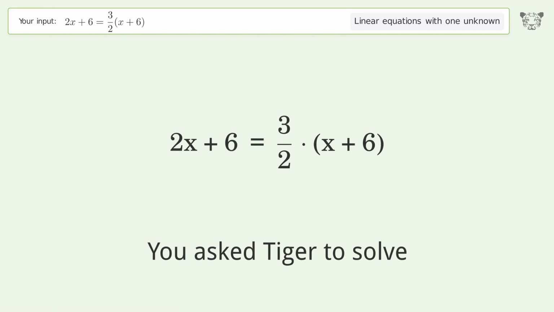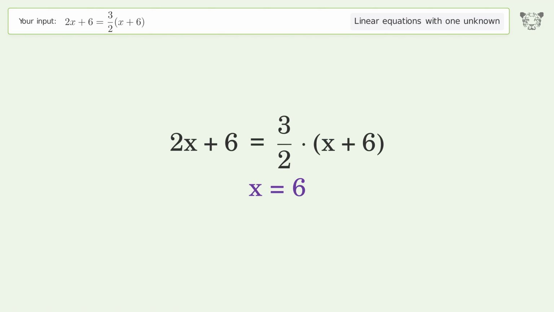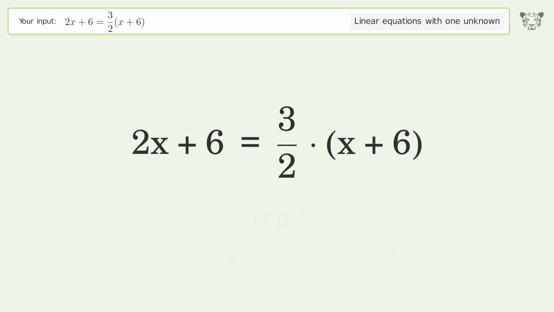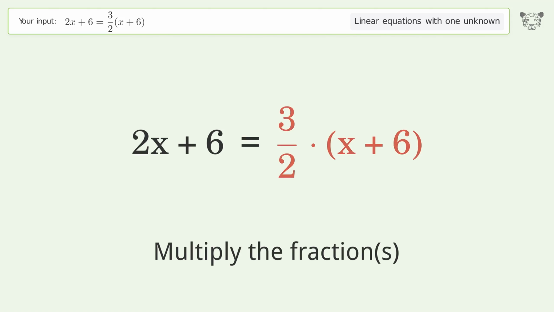You ask Tiger to solve. This deals with linear equations with one unknown. The final result is x equals 6. Let's solve it step by step. Simplify the expression. Multiply the fractions.